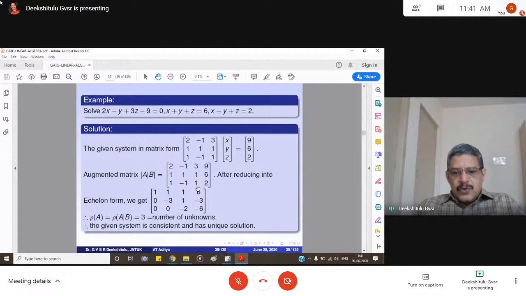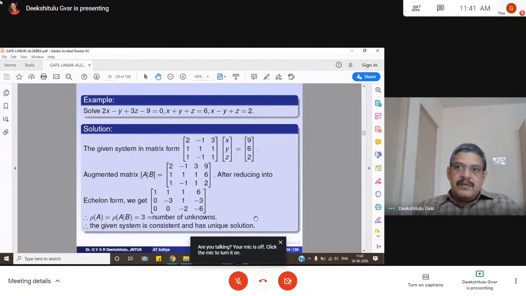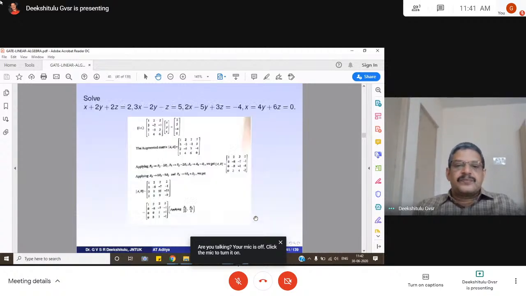If you close the last column, this is the echelon form of matrix A. How many non-zero rows? 1, 2, 3. So the rank of A is 3. If you consider this column also, the rank is 3. So they are equal, the given system is consistent, and we have a unique solution. Once it has a unique solution, we'll see how to find it.